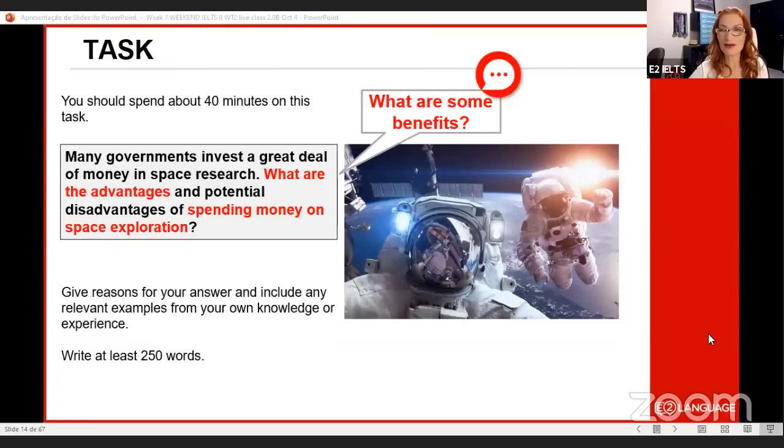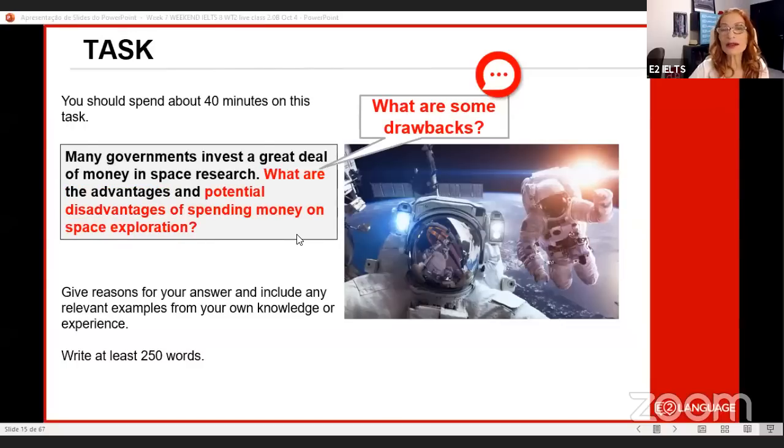So just to give you guys another piece of information, there is no bad idea, but there is a badly developed idea. So be sure to bear that in mind because in IELTS, it's very important how you develop your idea.